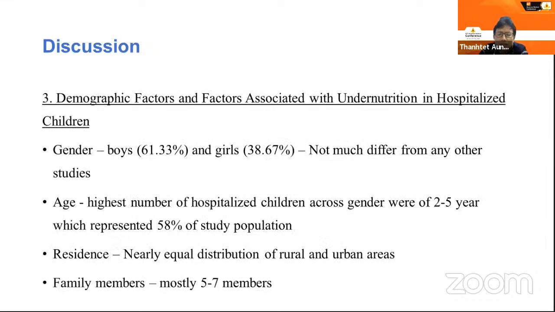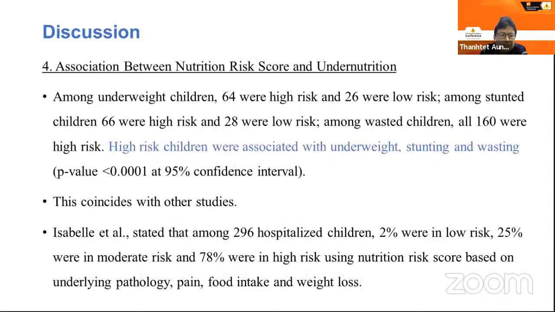Demographic factors and factors associated with undernutrition in hospitalized children. Among 300 hospitalized children, boys were 61.33% and girls were 38.67%. It does not differ much from other studies. Among age distribution, the highest number of hospitalized children was in the 2 to 5 year age group, and regarding residence, there were nearly equal distributions of rural and urban areas. And regarding family members, the most common group is 5 to 7 family members.